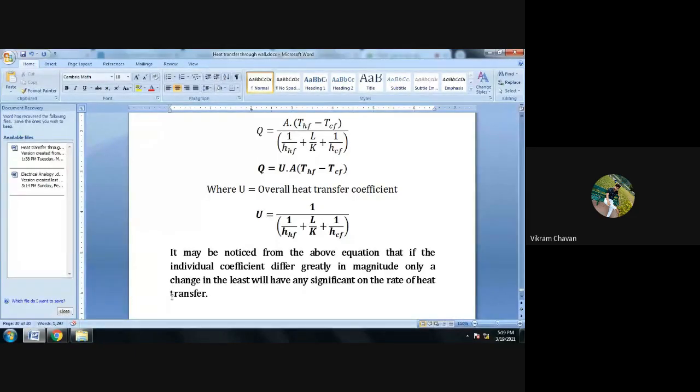Have you noticed the note: it may be noticed from the above equation that if the individual coefficients differ greatly in magnitude, only a change in the least will have any significance on the rate of heat transfer.